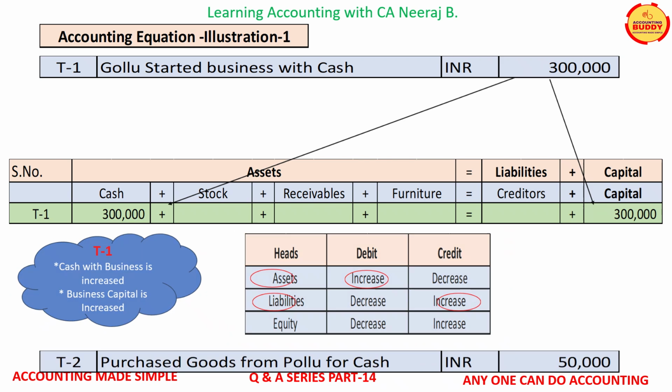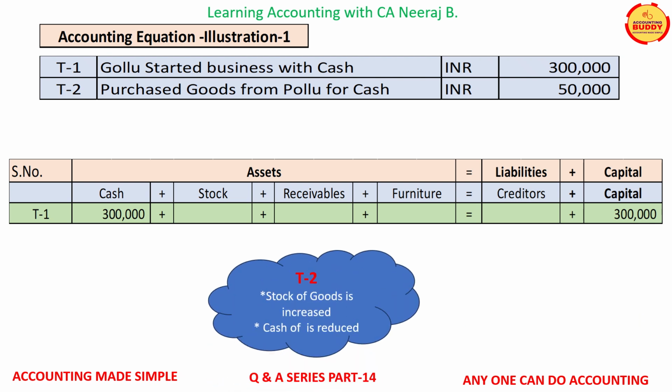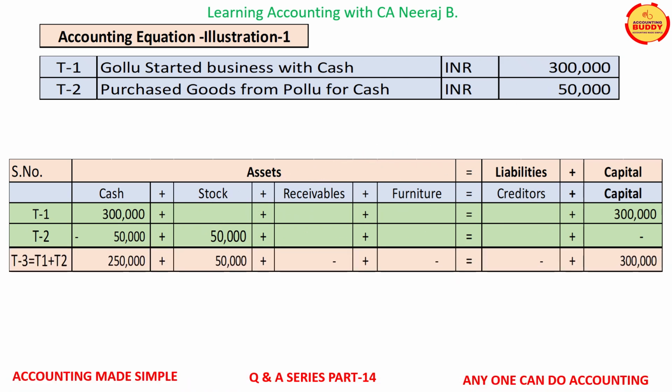Please note, cash being an asset is increasing, therefore it will be debited, and the capital is also increasing, it will be credited. T2 transaction on your screens is Golu purchased goods worth 50,000 from Polu for cash. With this transaction, the stock, which is an asset, will increase and the cash, which is again an asset, will be reduced. And in terms of accounting equation, this transaction will be reflected as appearing on your screens. Stock will increase and the cash will be reduced. Post T2 transaction, the new accounting equation T3 will be 250,000 cash plus 50,000 stock equal to 300,000 of capital.